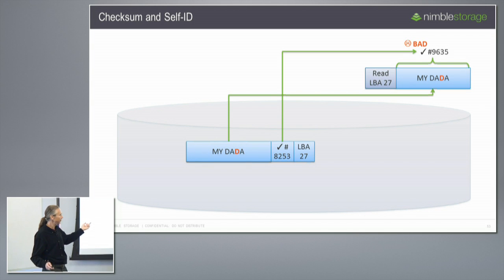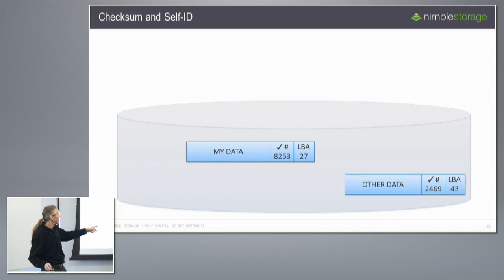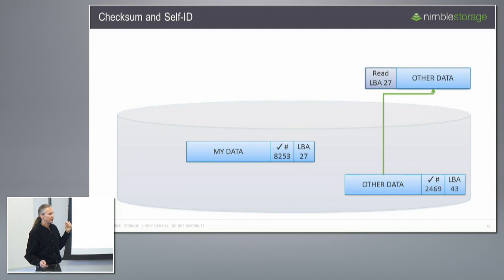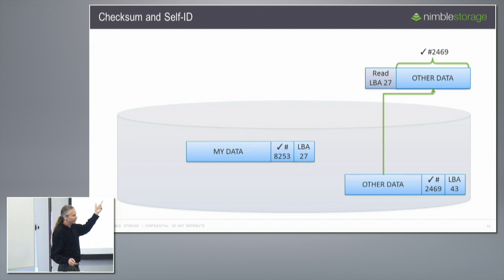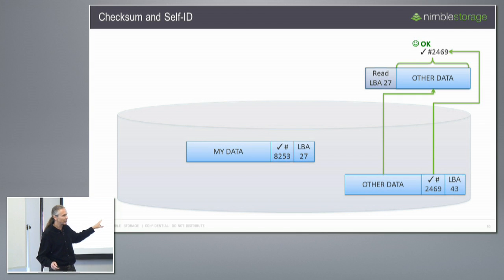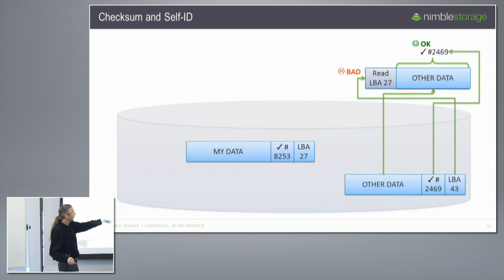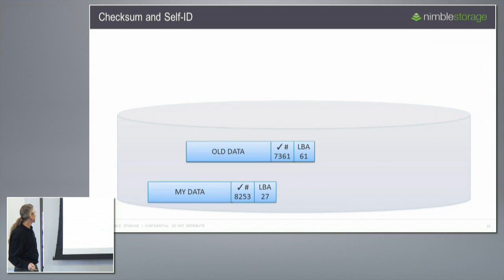So this is one failure mode. Another failure mode: let's say there is some other, unrelated data in a different location on disk. The read comes, and the drive directs it to the wrong location. We compute the checksum and compare it with the checksum that came with that read. It matches. So the checksum didn't protect us from this kind of failure. Then we compare the self-ID, and that's what saves us here. We find a mismatch.